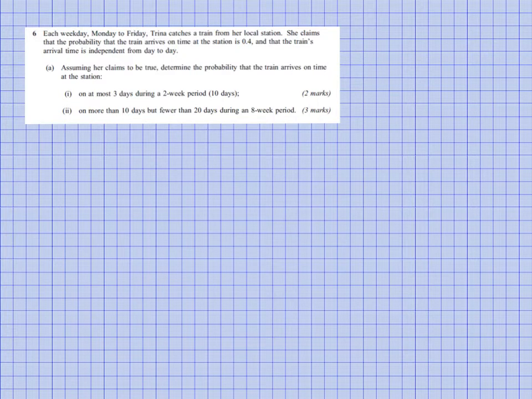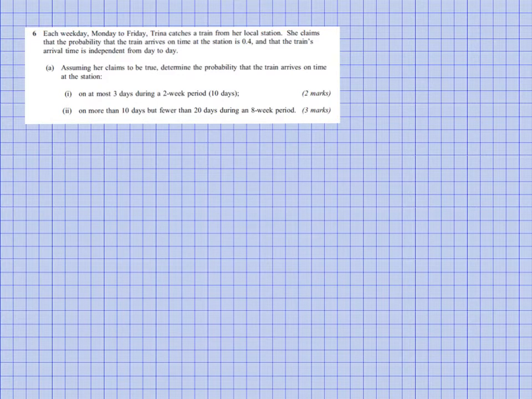She claims that the probability that the train arrives on time is 0.4 and that the train's arrival is independent from day to day. Assuming her claims are true, determine the probability that the train arrives on time at the station 3 days out of 2 weeks and on no more than 10 but fewer than 20 days in an 8-week period. First question, can we do this using the binomial?